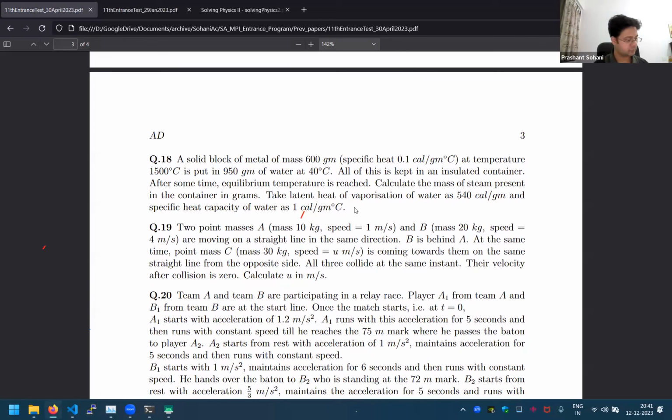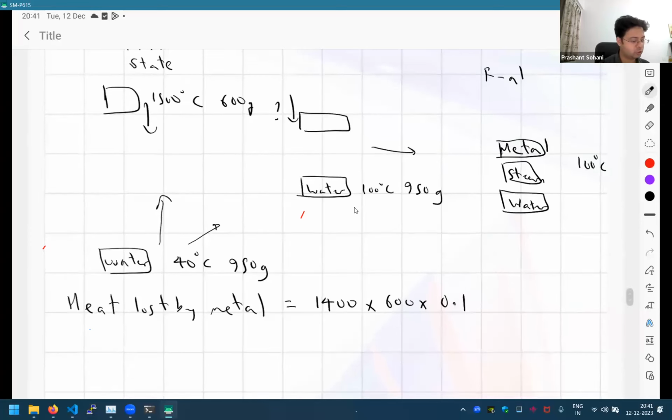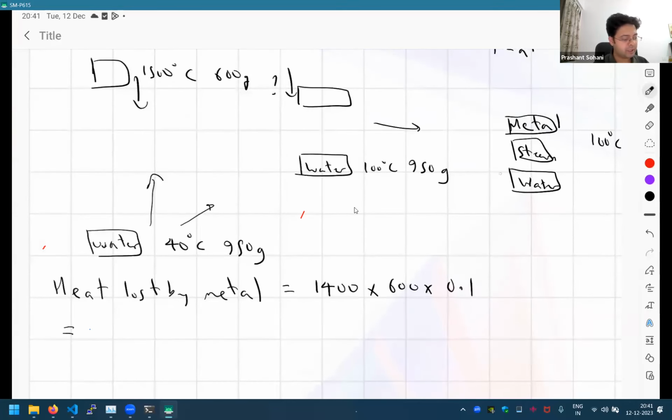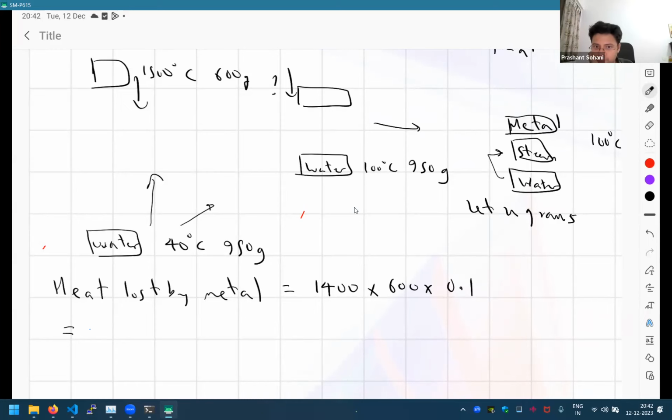Okay. So the heat lost by the metal is how much? The change in the temperature, which is 1400 degrees, times the mass, times the specific heat capacity, which is given as 0.1. So this is the heat lost by the metal, and it has to be equal to the heat gained by the water. Let us say x grams. The water will gain the temperature of 100 degrees Celsius, so there will be a change of 60 degrees Celsius in water. But yes, we don't have the value of change in temperature of the metal block, so we cannot subtract 100 now.